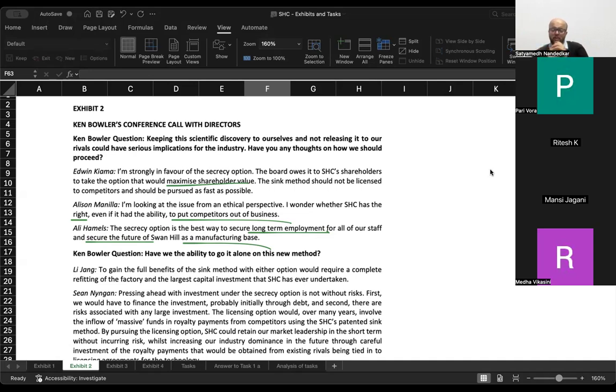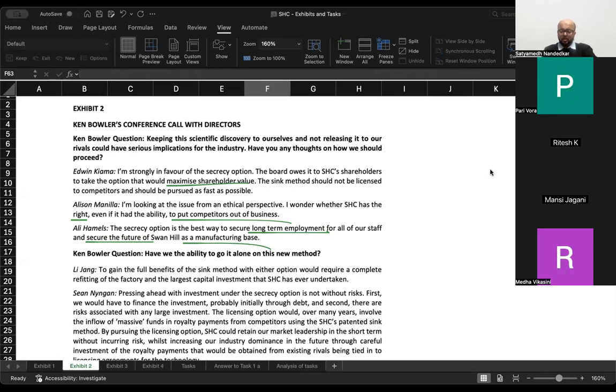Then let's talk about the second paragraph. In the second paragraph, this person is asking, is it right for us to put our competitors out of business? When you say that, I mean, this is normal competitive behavior, right? If you were to share all your secrets with a competitor, then you are basically doing charity, right? You are not in business. So maintaining that secrecy is a part of normal competitive behavior and it is legal also.